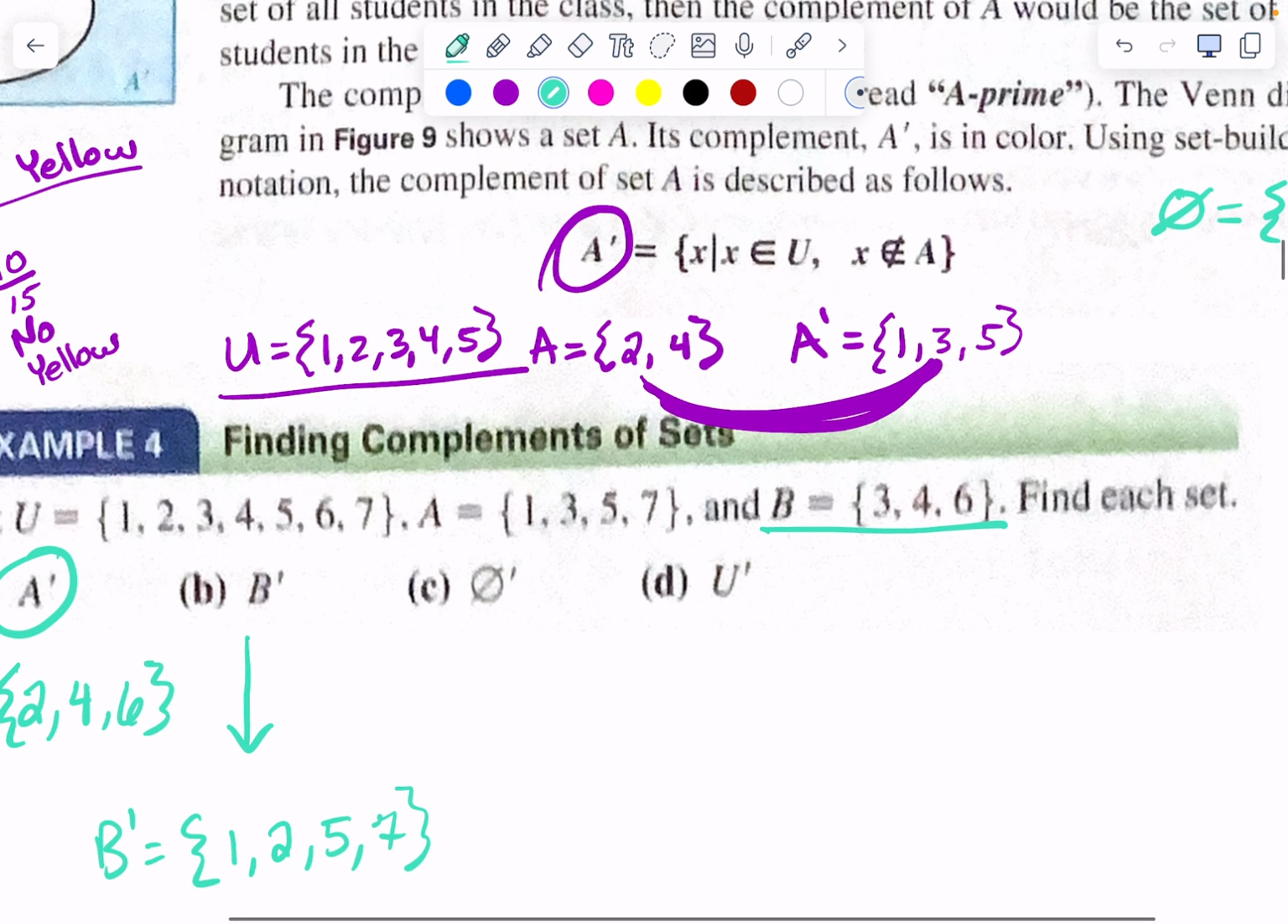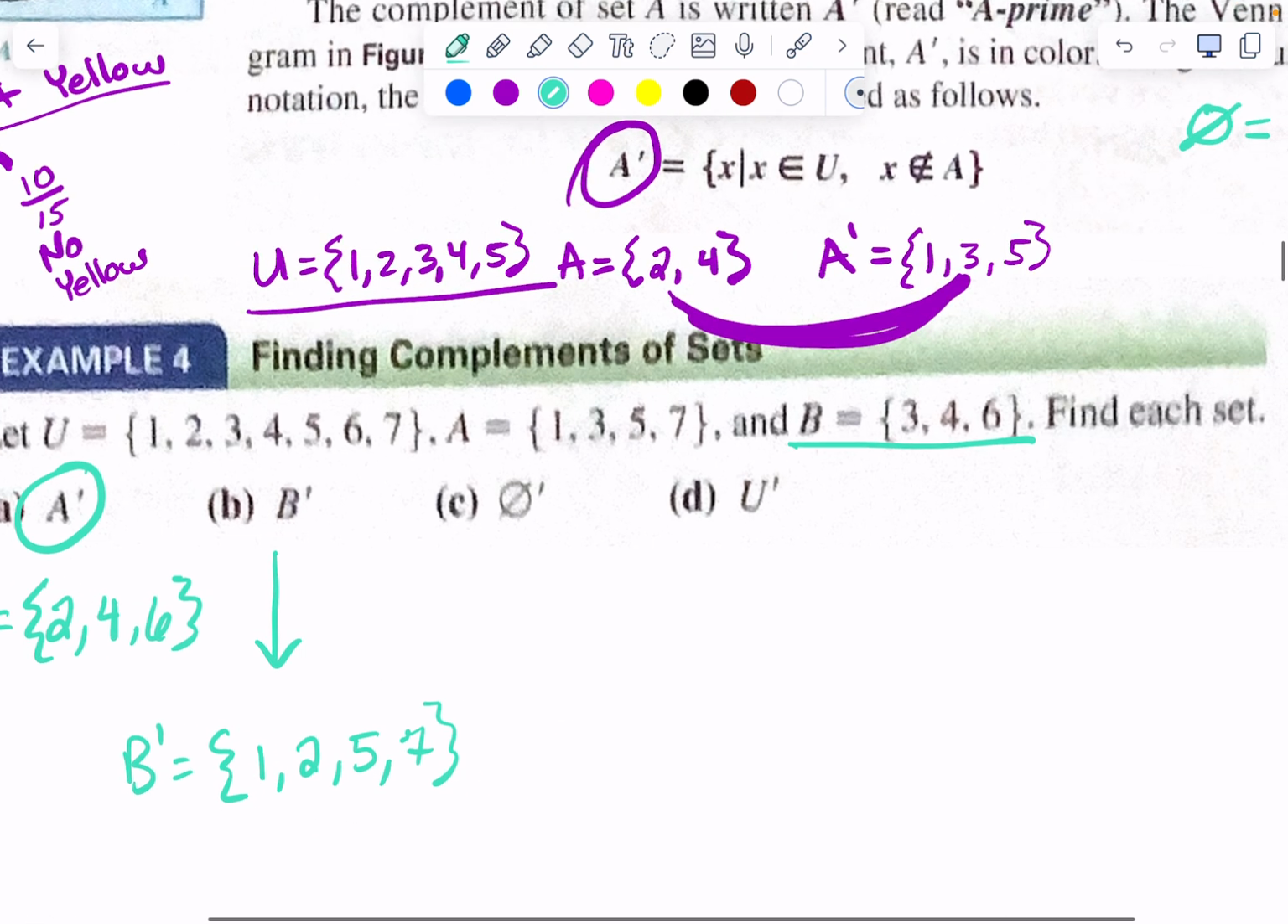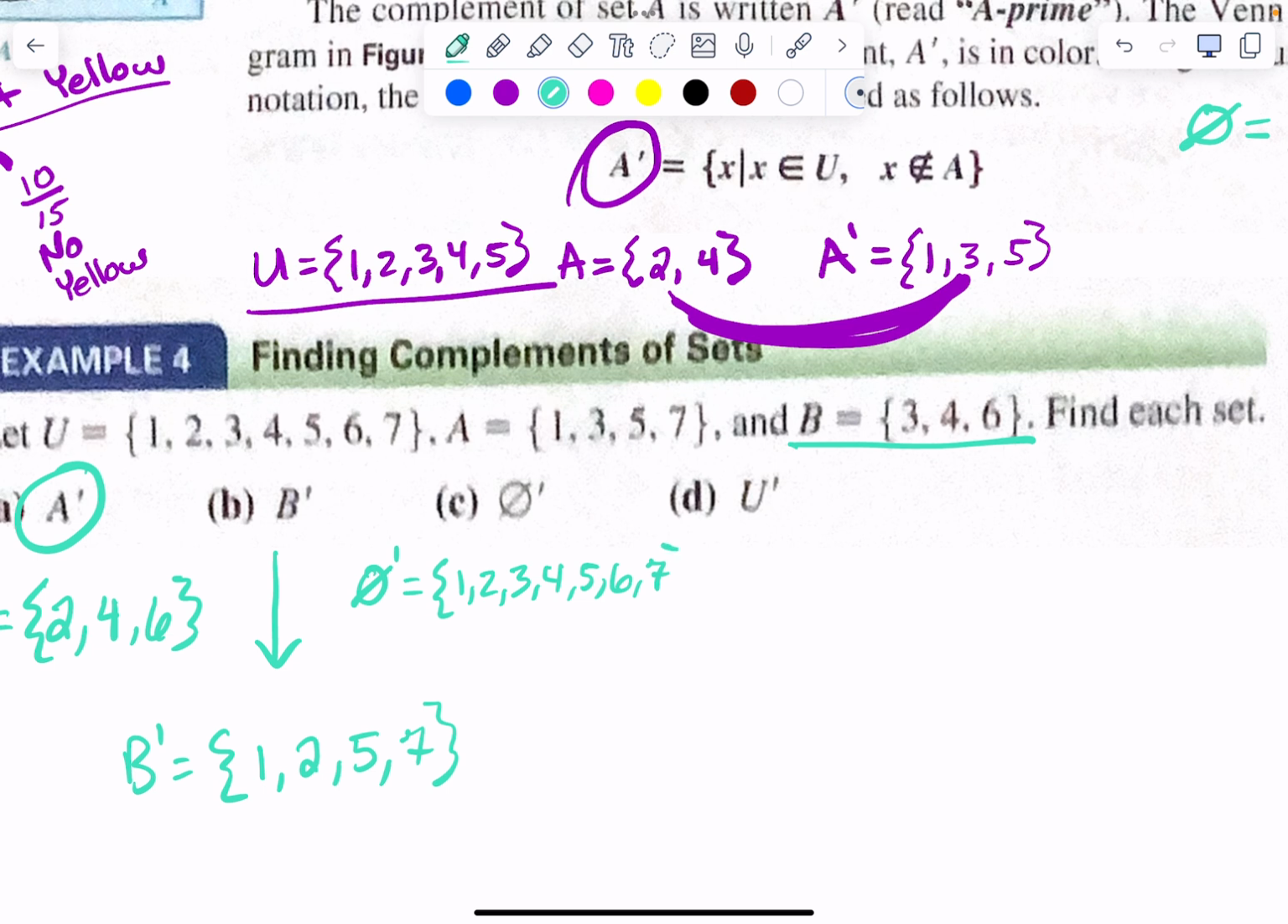So what would be the complement of the empty set? Everything that's in U. The empty set complement is basically all of U, which is 1, 2, 3, 4, 5, 6, and 7. So the complement of U then is the empty set. You can write it like that, or you can write it like that. Either one, empty set or that stuff.